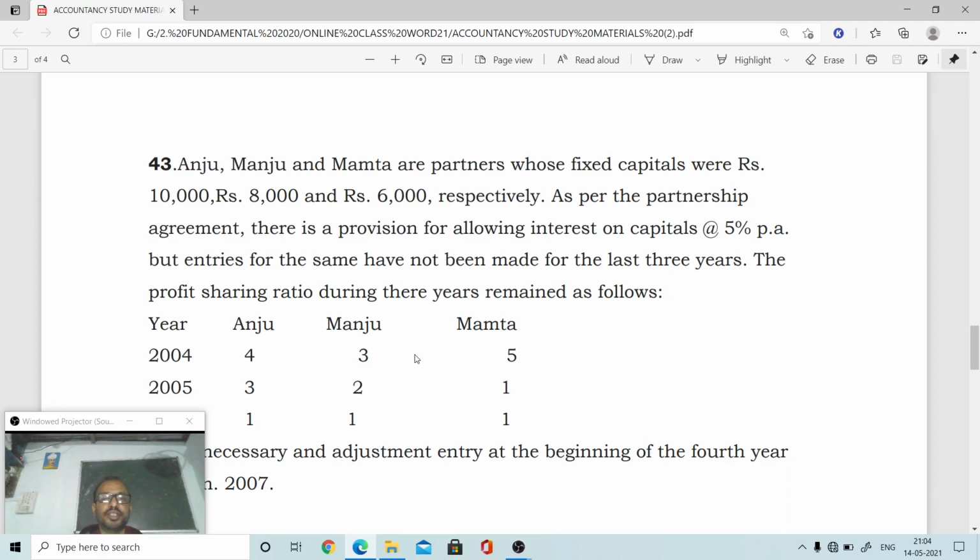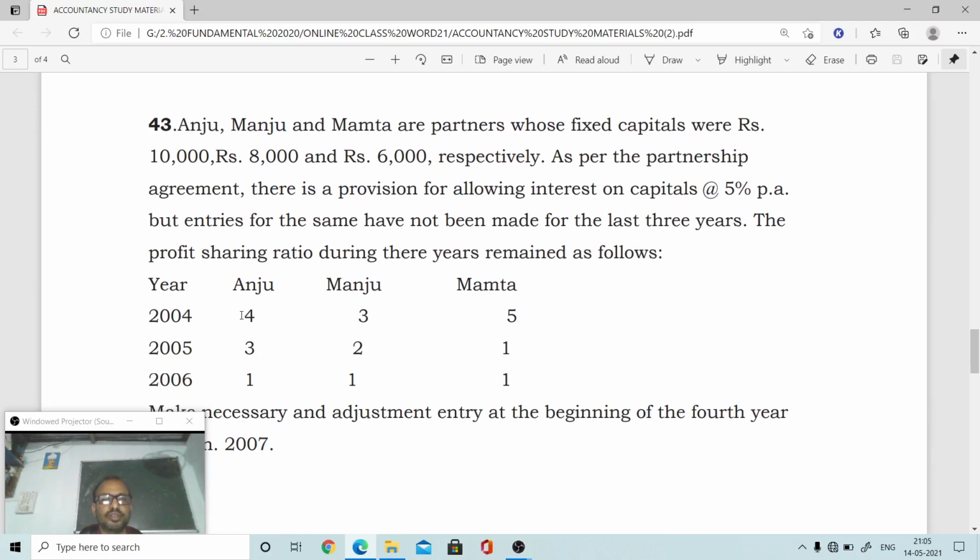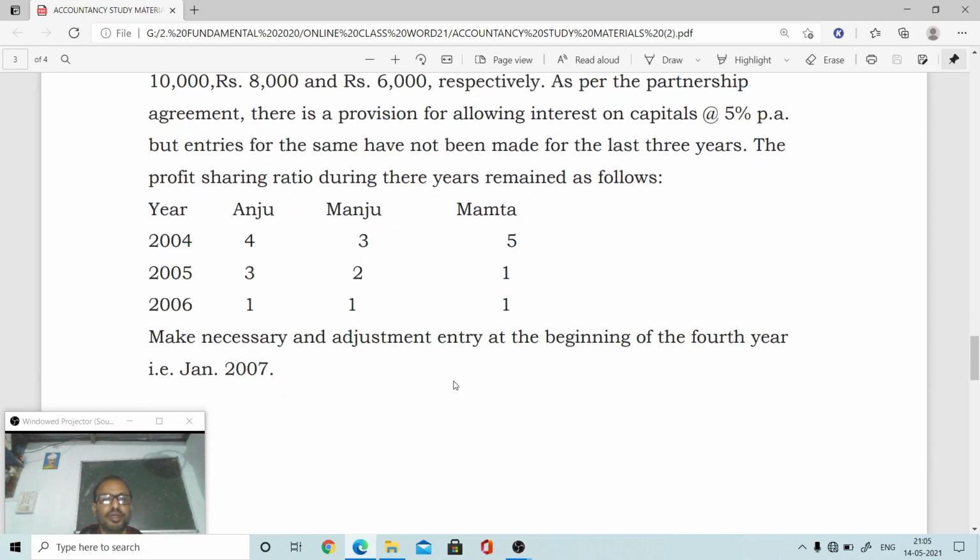The profit sharing ratio during the 3 years remained as follows. So they have a different profit sharing ratio as per their agreement. Every year their agreement changes regarding the profit sharing ratio. So if you see, the first year 2004 is 4:3:5 ratio. Second year 3:2:1 ratio. Third year 1:1:1 ratio. So we have to make the necessary adjustment entry, considering all this.